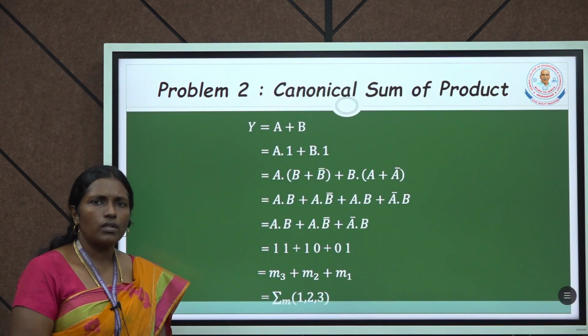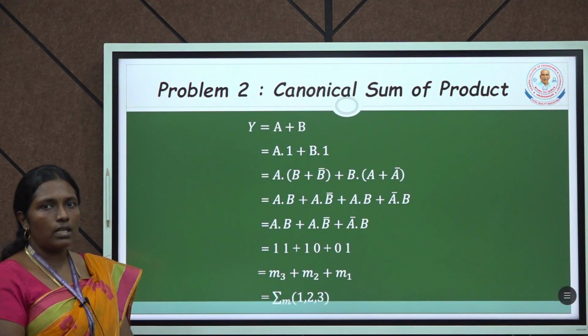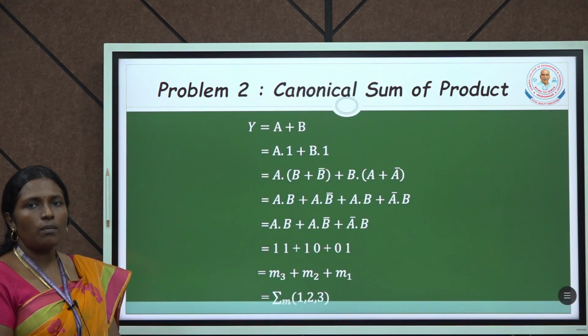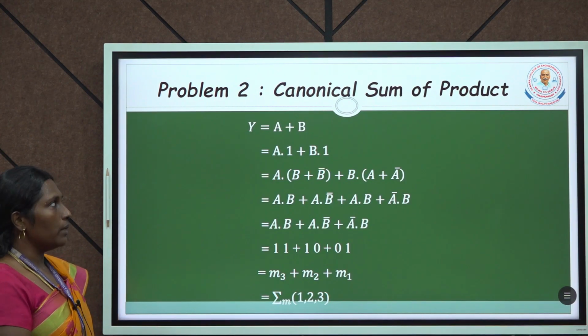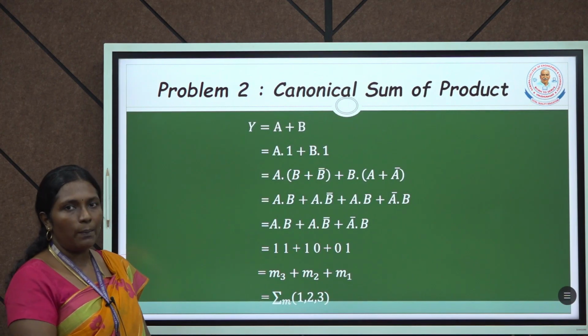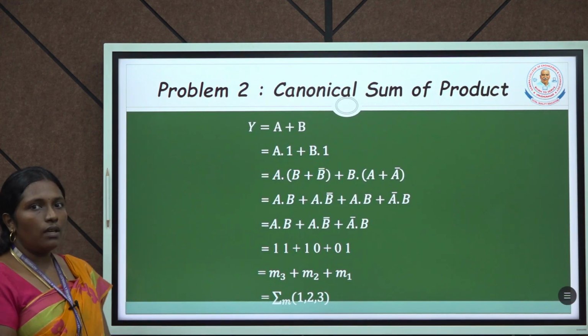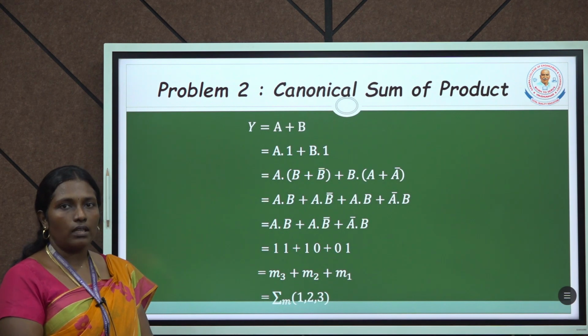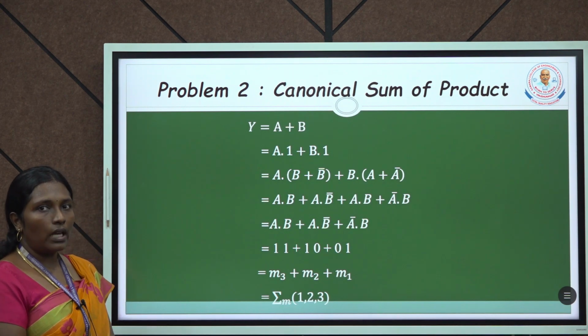So, how to change the expression? It is given in an expression form. We have to form it in a standardized SOP. For standardized SOP, the given term is Y is equal to A plus B. For this A plus B, we have to see how many variables are there in the particular expression. There are two variables, that is A and B.